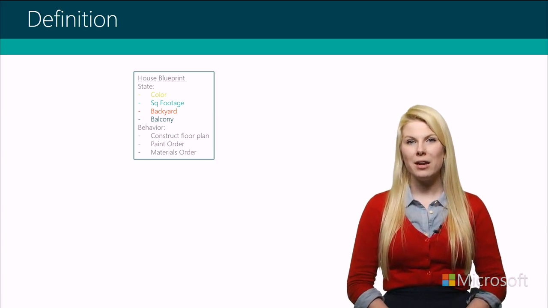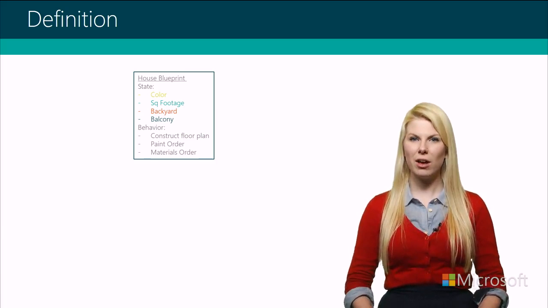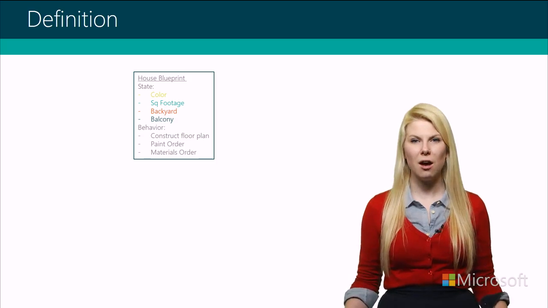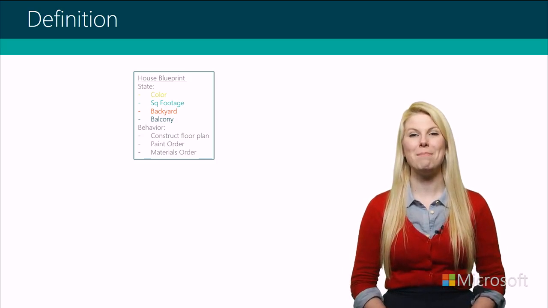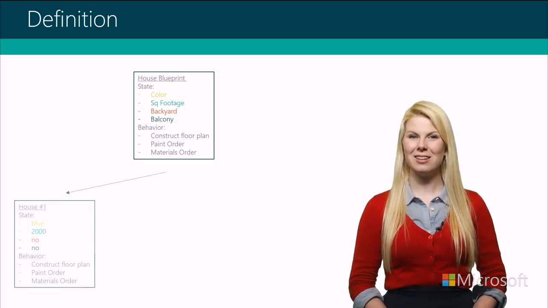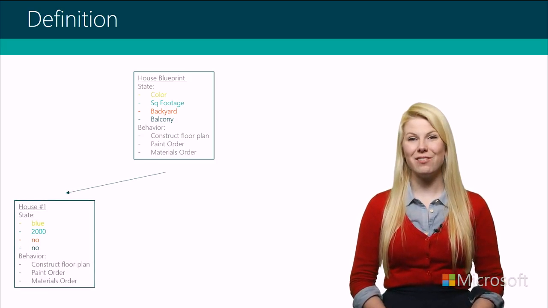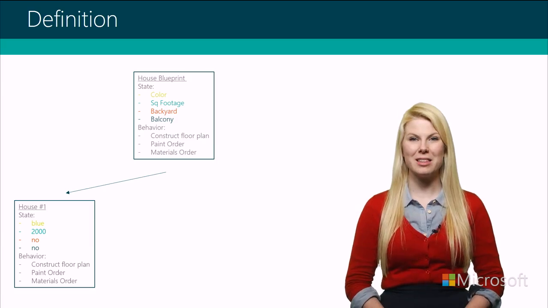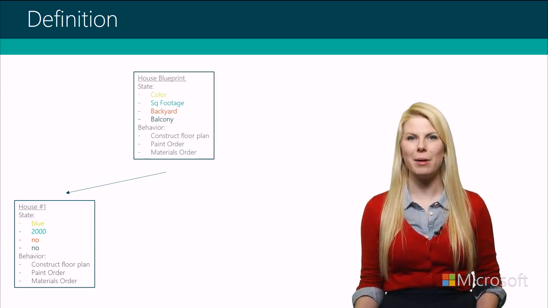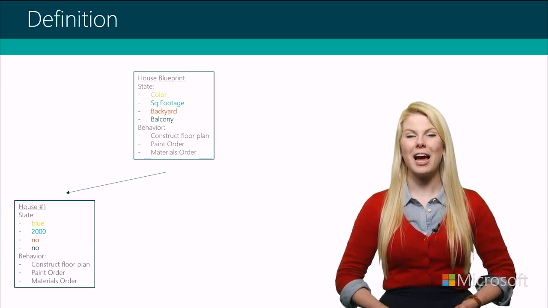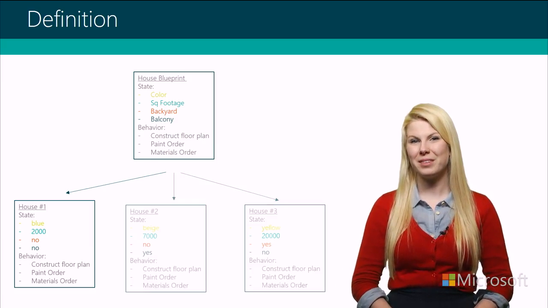This code that I write is very generic. It's like, okay, I know all houses have these things in common. But then later on, when I make a new house, I can fill in the specific information. So for example, I could say, this house is blue and it doesn't have a balcony. Based on that information, I can do that same behavior.